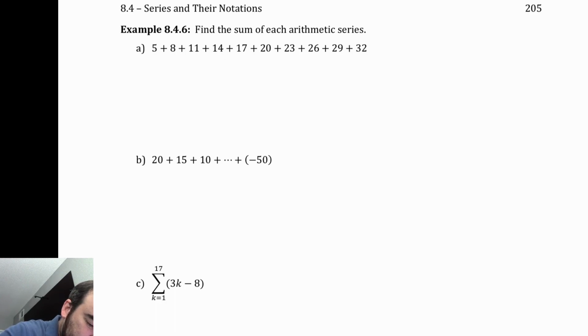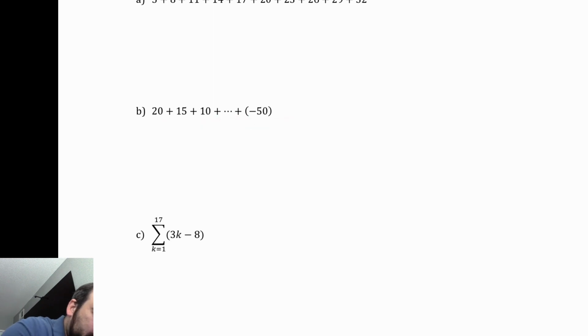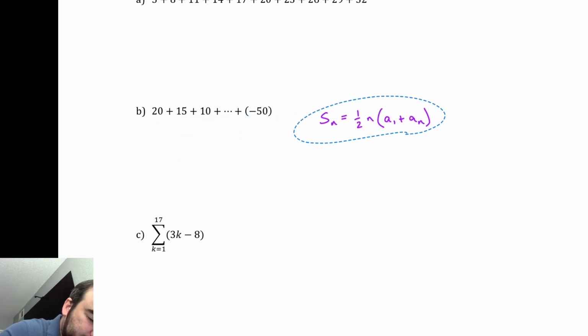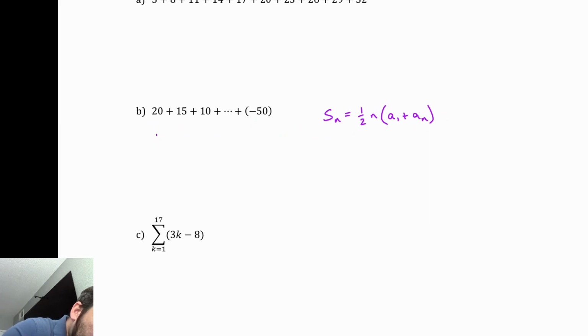In this, actually, I want to do part B here. In this case, I need to know three things. Let me write down my formula here: S sub n equals 1/2 times n times the first term plus the last term in the series. So we need to know n, we need to know a1, and we need to know an. First of all, n is the number of terms in this series. That's not obvious immediately to me, so let's leave it blank for now.